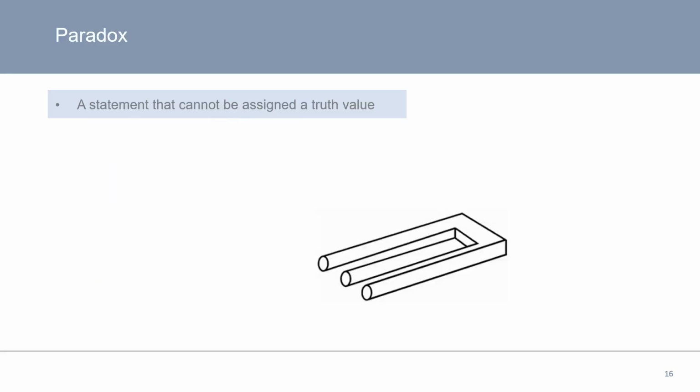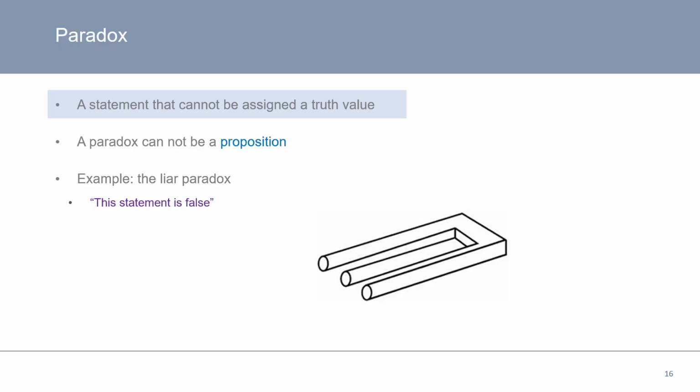Of note, a paradox is a statement that cannot be assigned a truth value. Therefore, a paradox cannot be a proposition. Here's an example, also referred to as the liar paradox. "This statement is false." Considering that statement, it's clear that it can neither be true or false. Therefore, it is a paradox.